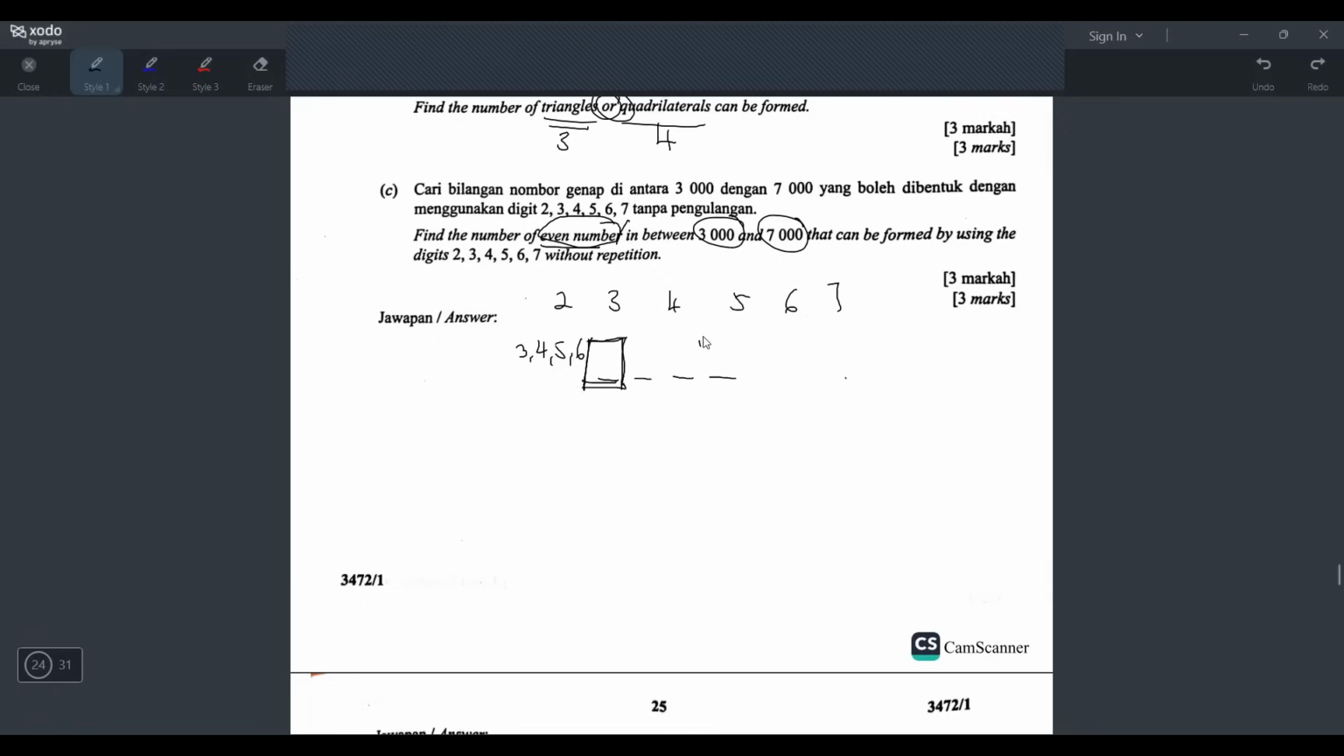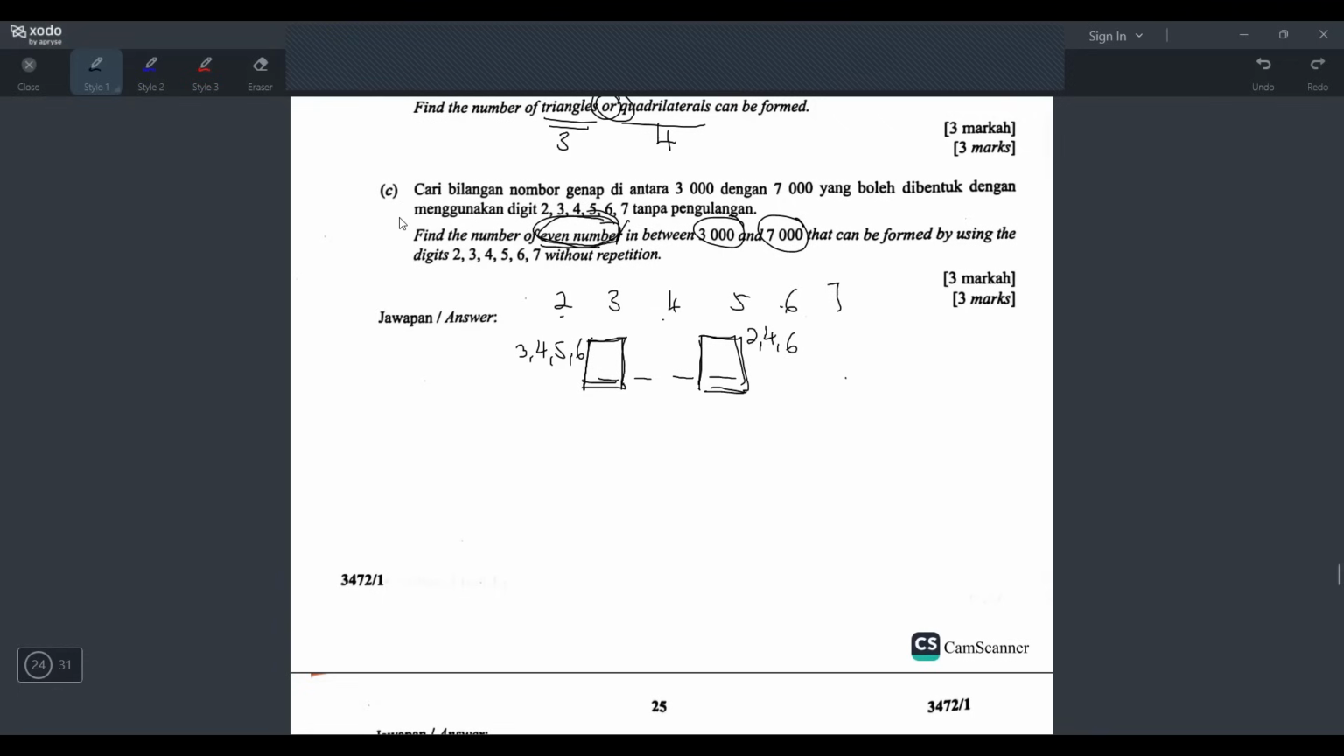Okay. Then what about the last box? Well, they say even number. Even number means numbers that can divide by 2. And if you want to know whether this number can divide by 2 or not, you just look at the last digit. If the last digit is even, then the whole number can divide by 2. So this last digit can only be 2, 4, or 6 because this is the only option given, right?